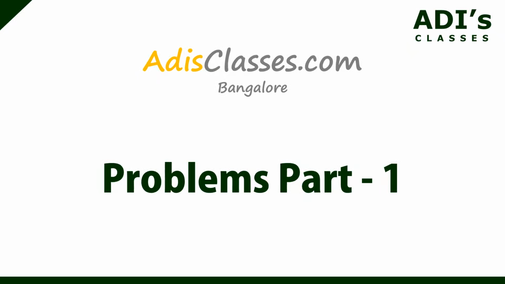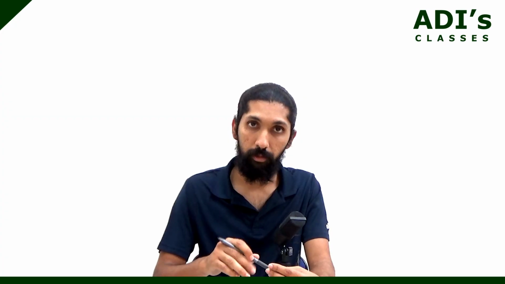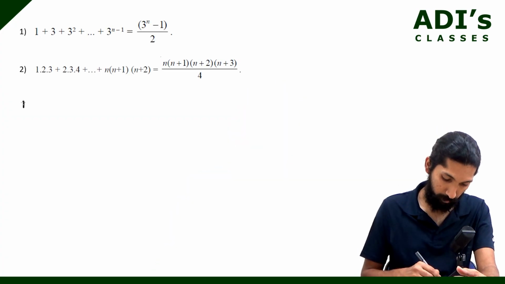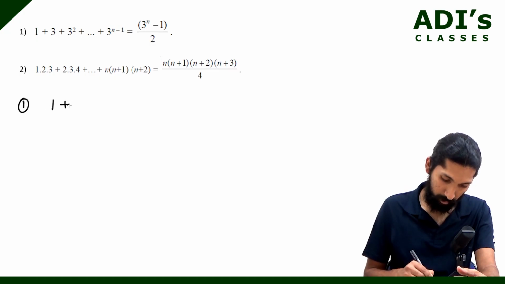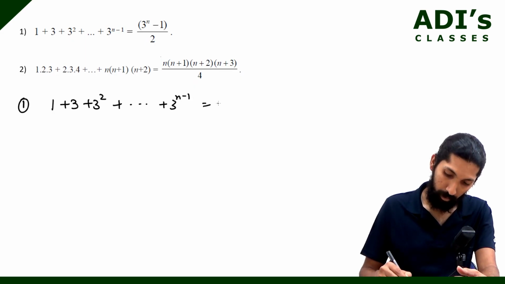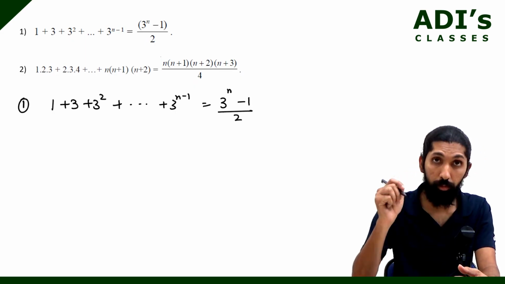In this video, let's start a few problems based on whatever topics we have learned. All right, look at the first one. We have 1 plus 3 square till 3 power n minus 1 is (3 power n minus 1) by 2. Correct? So, what do we do?